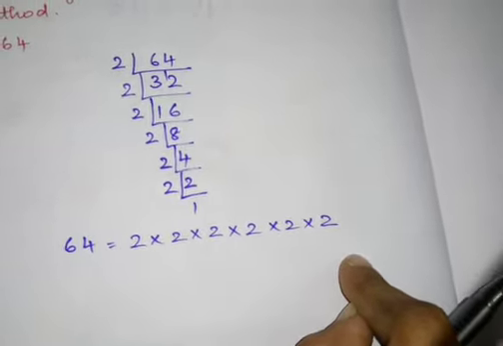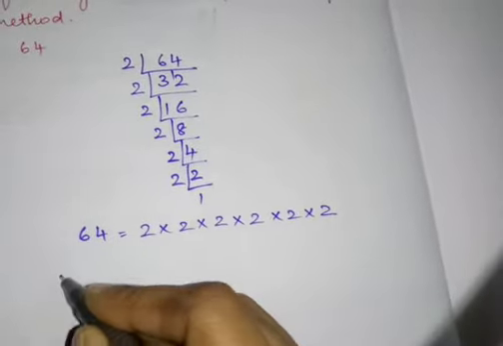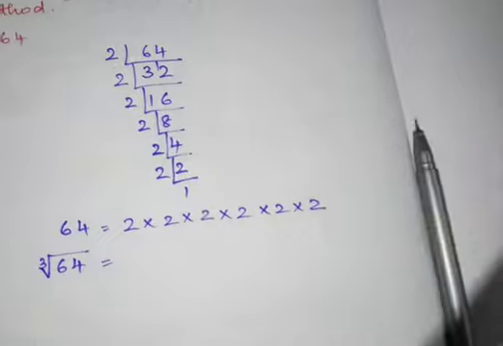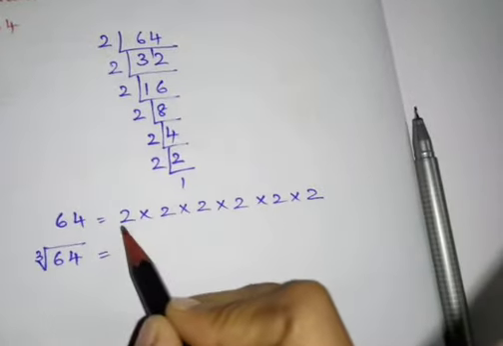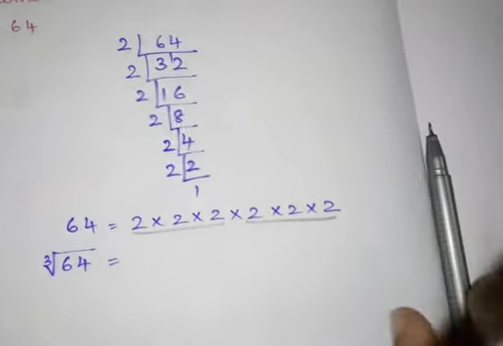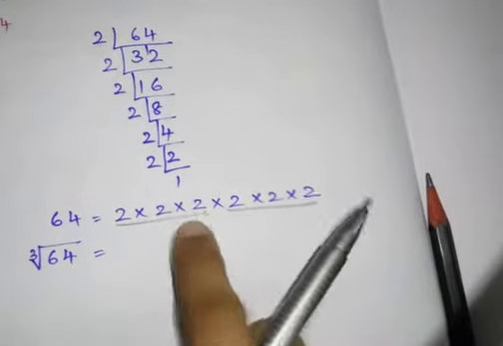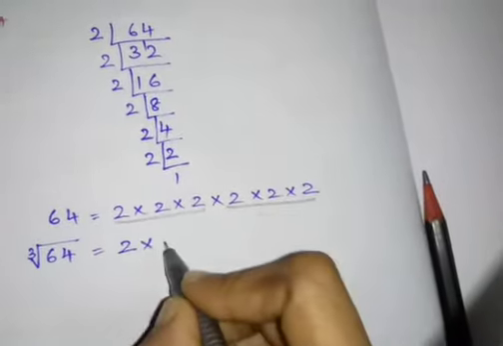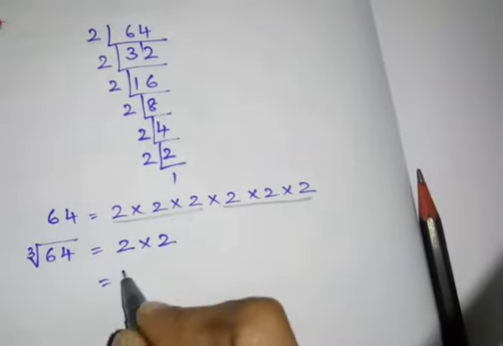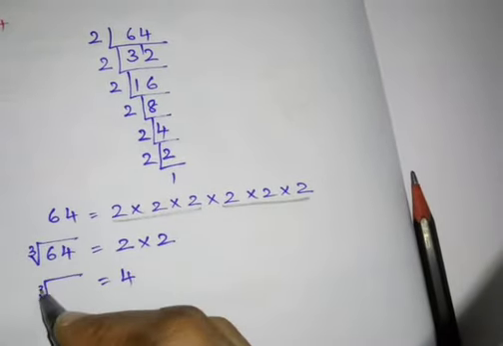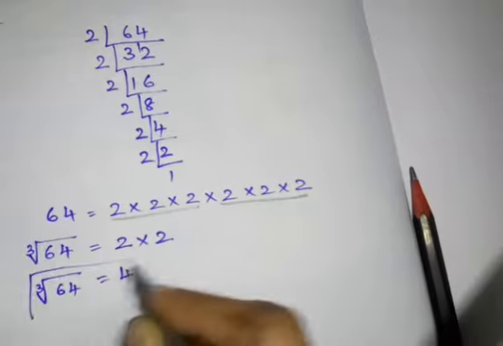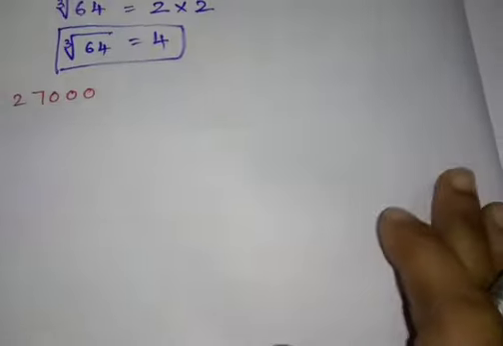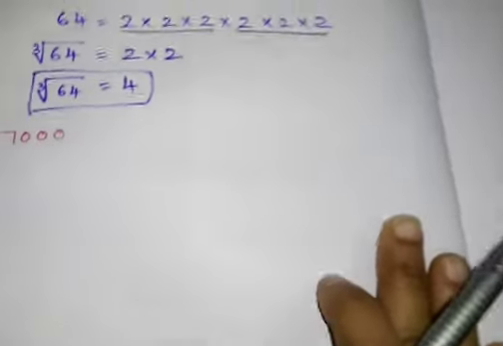Now what we have to do? We have to find the cube root of the number 64. When doing the cube root, we should group them in threes. Instead of this group, I'll write only 2, and instead of this group, I'll write only 2. So 2 2s are 4. So what is the cube root of 64, children? 4. Understood? Next, your second and third problems are your homework.